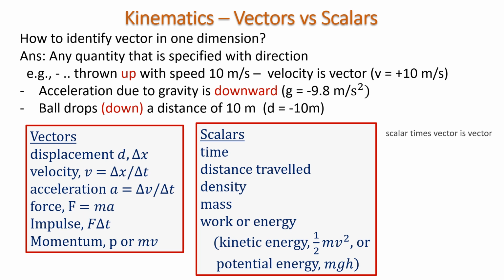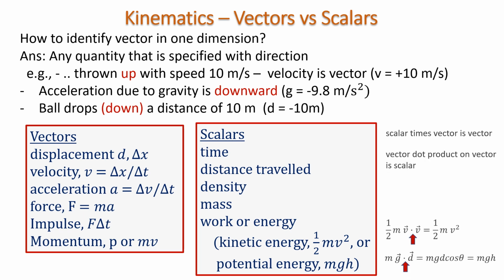Distance traveled is a scalar. Think of it as the number of steps you have traveled. It could be east or south. All you are interested in is the number of steps. So it is independent of direction and therefore a scalar. Density is mass over volume. Both mass and volume are scalar and therefore density is a scalar. Mass, as we have already discussed, is a scalar.